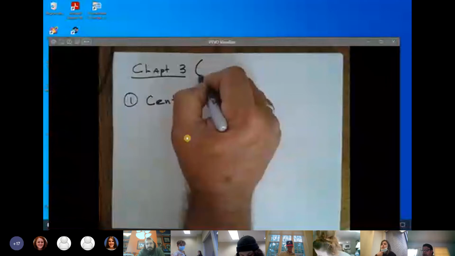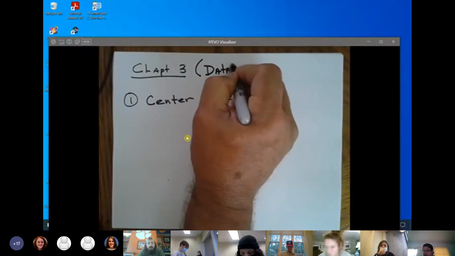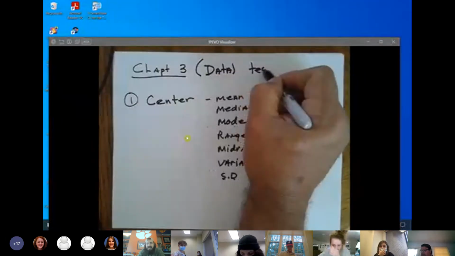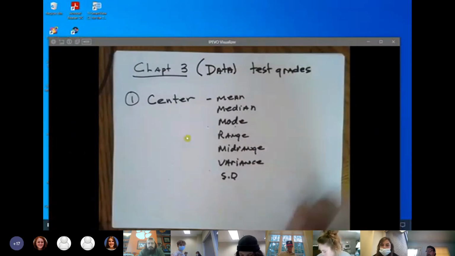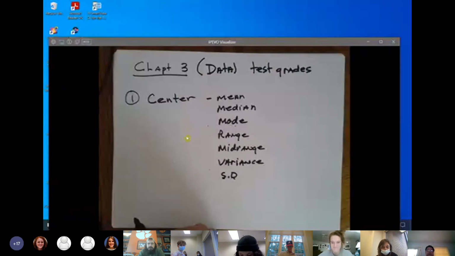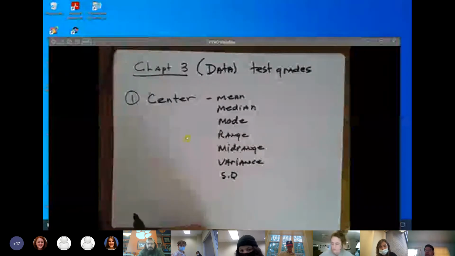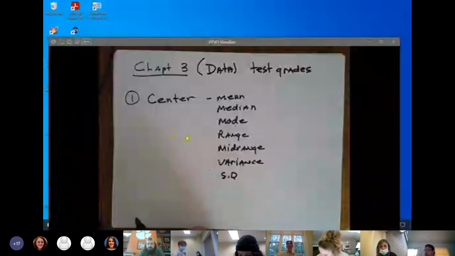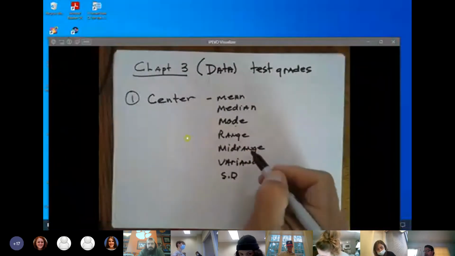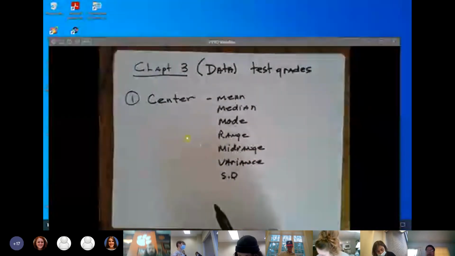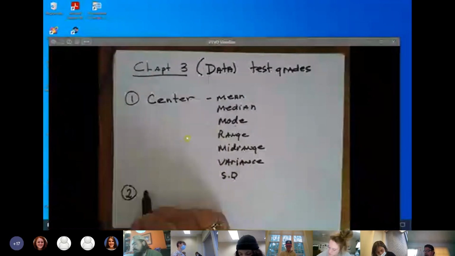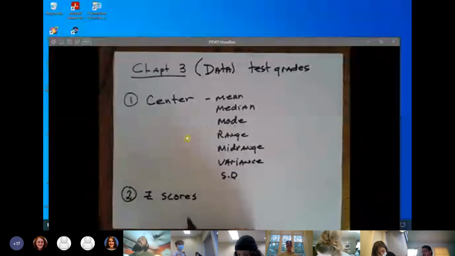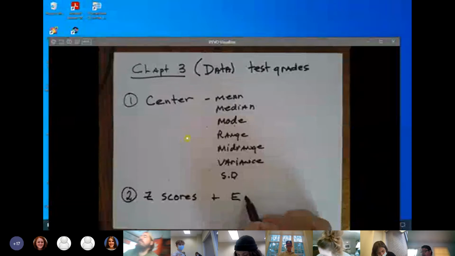Chapter 3 is based on data, like your test grades. Data, in other words, the average, or the ages of the class, or the test grades, or, you know, find the mean, median, mode, range, mid-range, variance, standard deviation. Also, comparing apples to oranges, z-scores, and empirical rule.